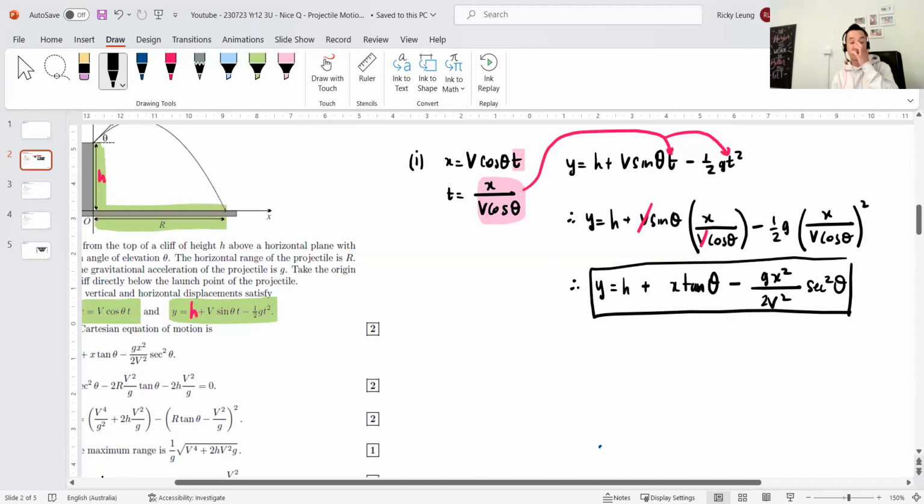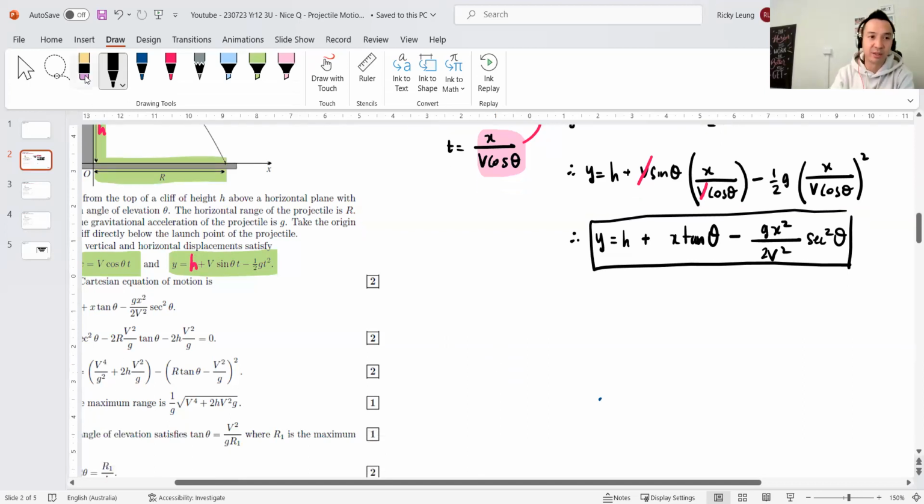Two marks, that is quite generous. Very textbook. Nothing hard about that, hopefully, if you studied projectiles. It's just very, very common.